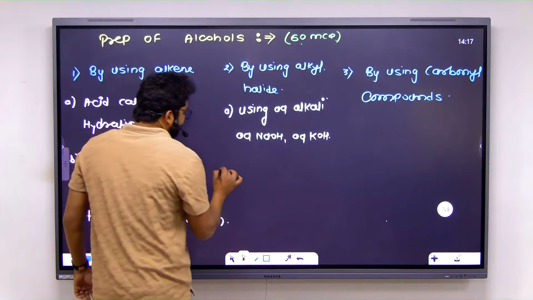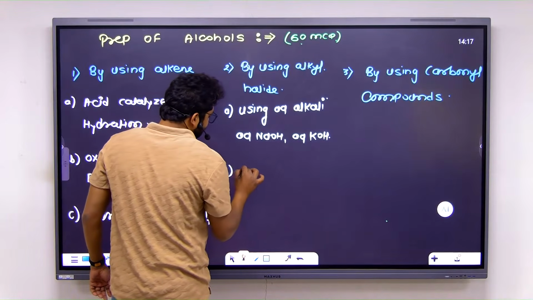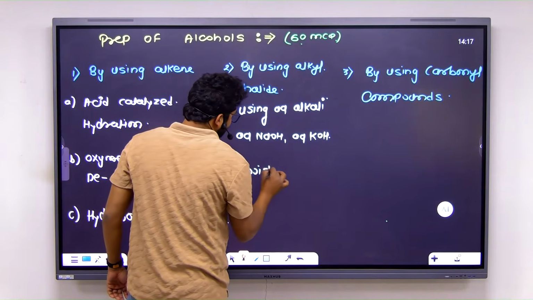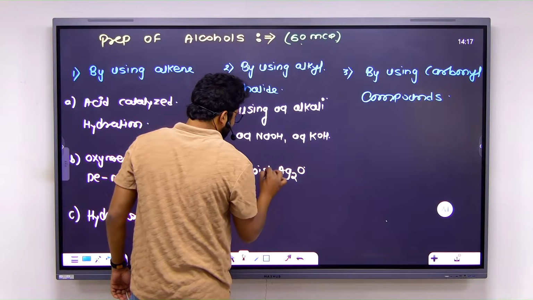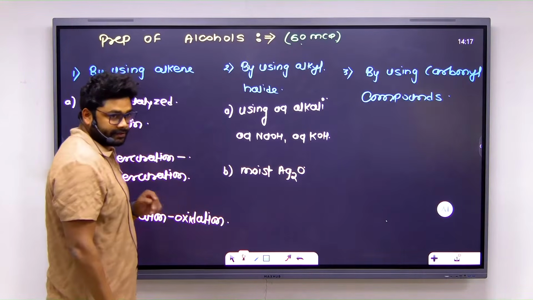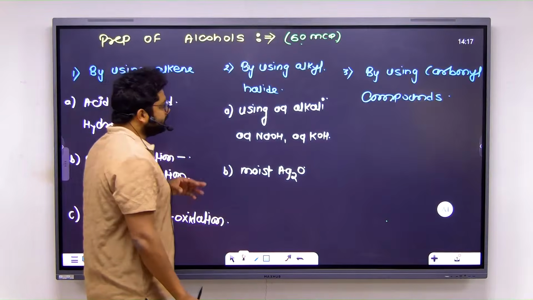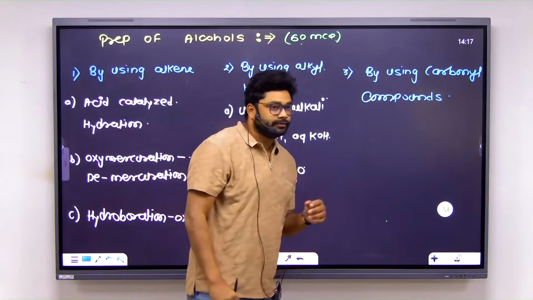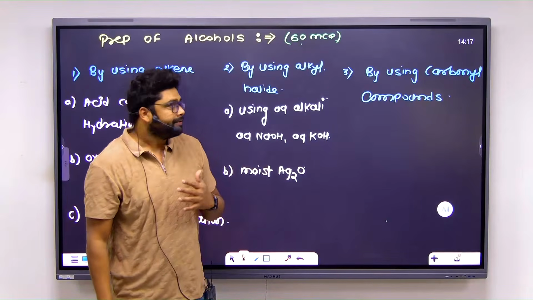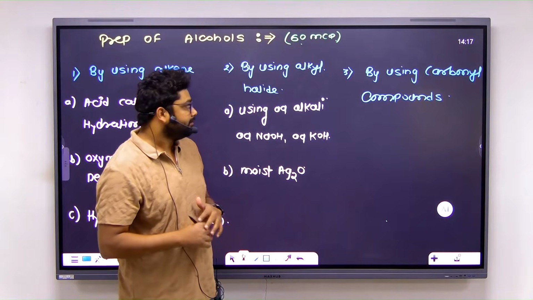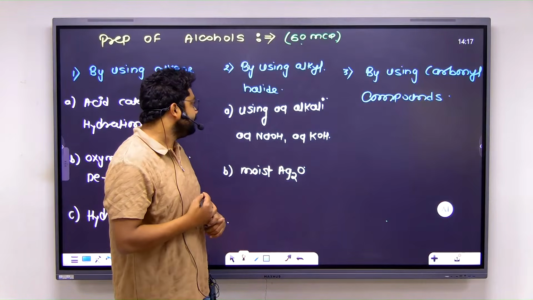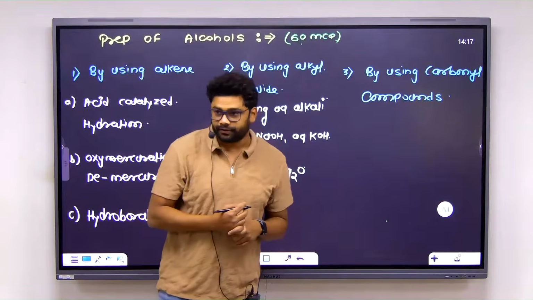The second methodology, that is B, by using moist Ag2O. What will we use? Moist Ag2O. So we will see the details, but let us try to make a list of the things whatever we have, right? And what will be our next discussion for the preparation of what? Alcohol.